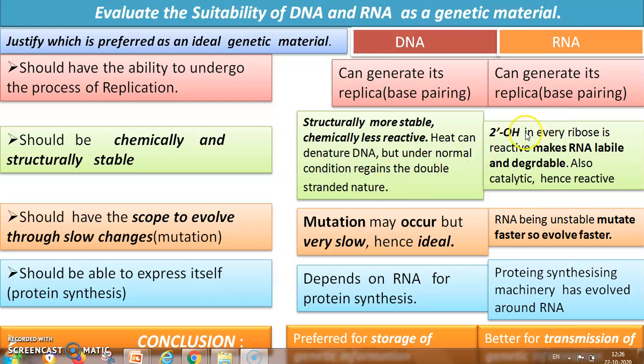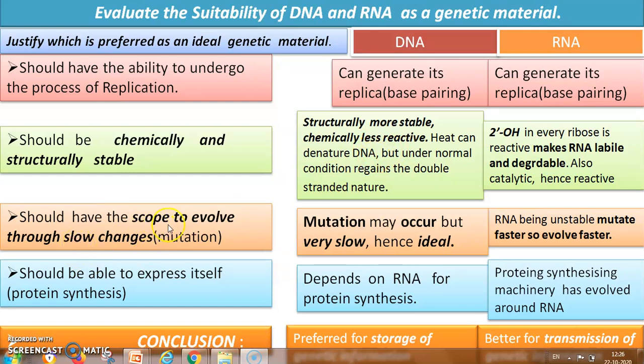In RNA, the 2' hydroxyl group of the ribose sugar makes it very labile. It can be easily broken down and degradable. Hence, it is highly reactive. So, on this point, DNA wins over. DNA is ideal. It has the ideal feature to be a genetic material.